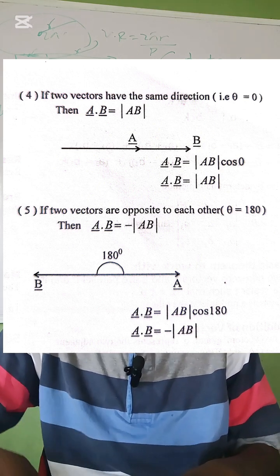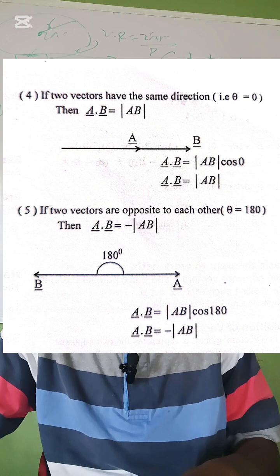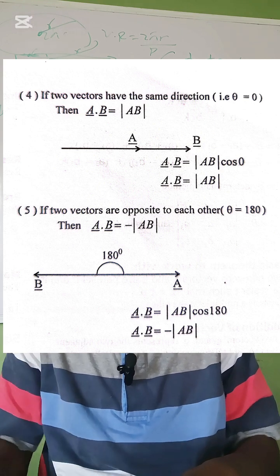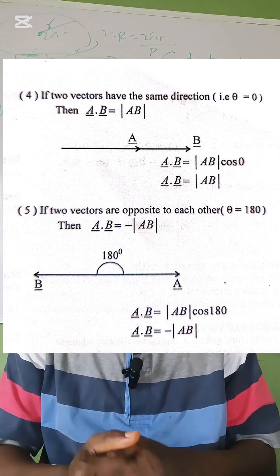And the sign will now be minus because it will be -1, because cos 180 is -1. So that's why it is opposite to each other over there.